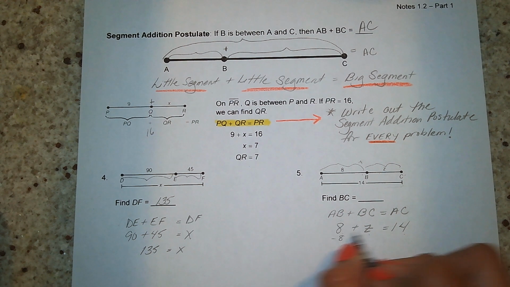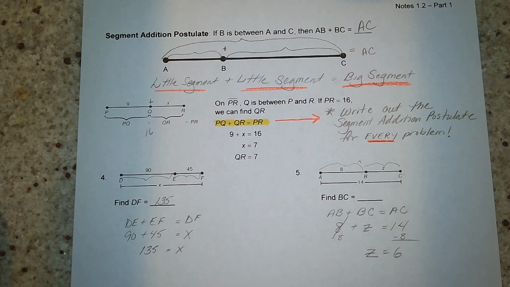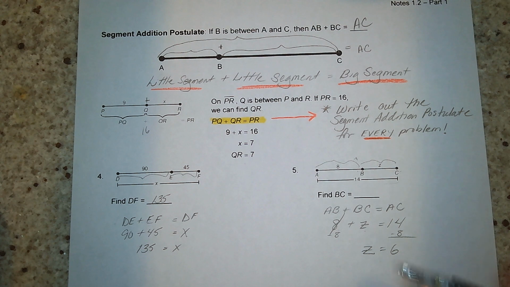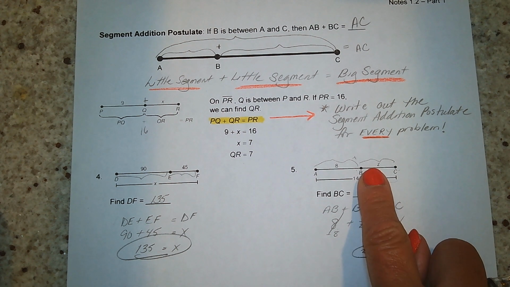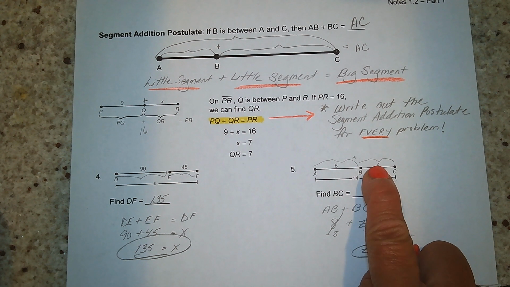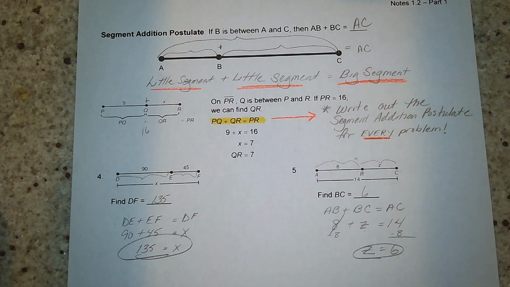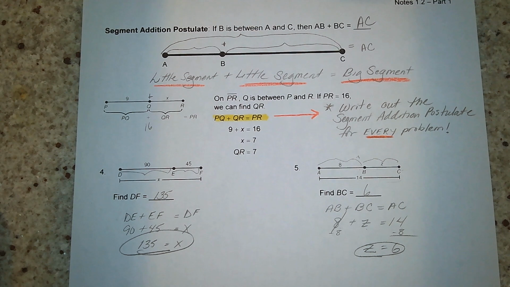So we're going to do the algebra. We're going to have to subtract 8 on both sides, and when we do that, we get Z to equal 6. Now, we got to double check. Z is 6, right? Just like over here, we had X is 135. Let's plug it back in. Well, BC is 6, right? That is our Z there, so that will be 6. So we can put that answer in there. That doesn't always happen. Sometimes you have to substitute. So you have to be careful.